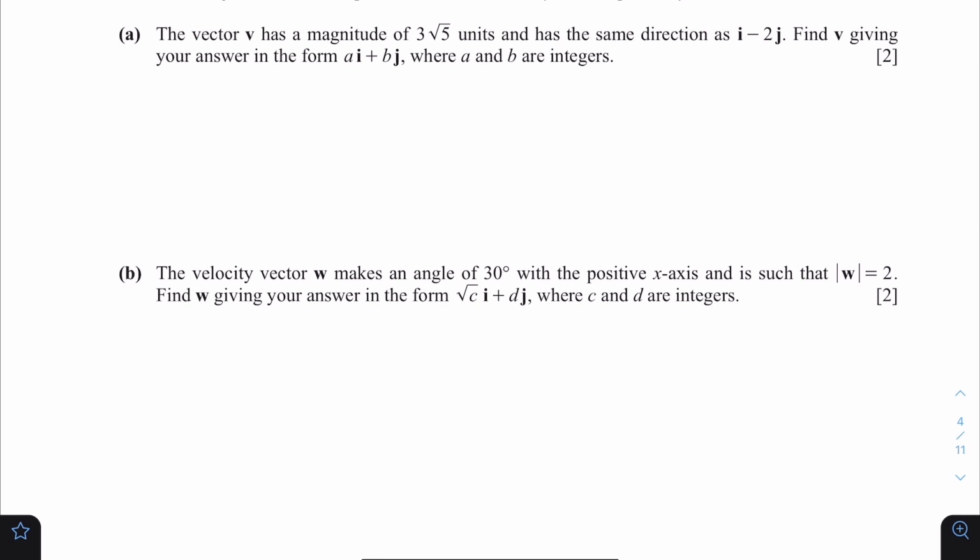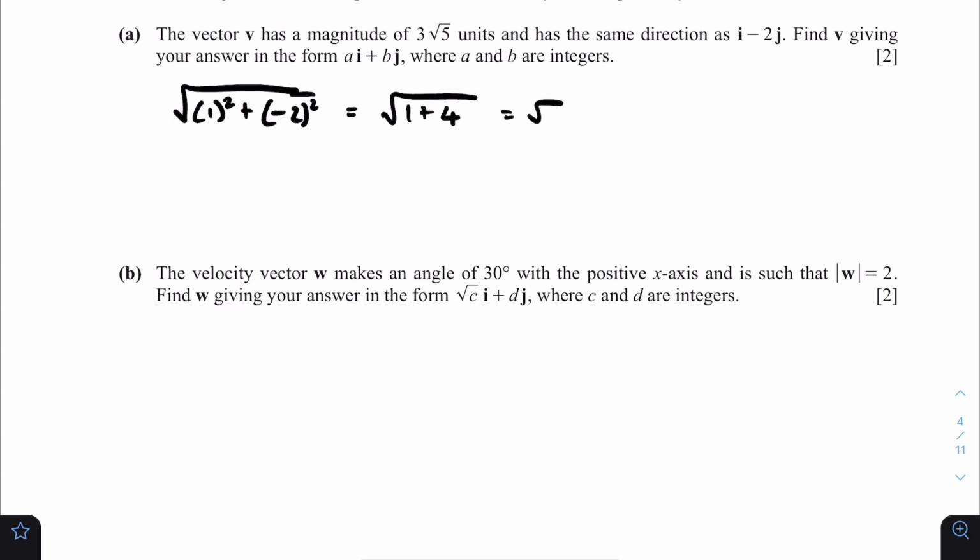So same direction as i minus 2j. What we can do is find the magnitude of that and then multiply it by a certain factor in order to get it to the magnitude that's desired. So i minus 2j, we can find the magnitude by doing root of the coefficient of i squared, so that's 1 squared, plus the coefficient of j squared, so that's negative 2 squared. And that is equal to root of 1 plus 4, which equals root 5.